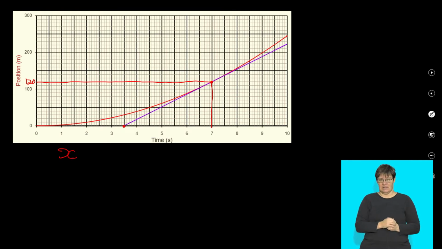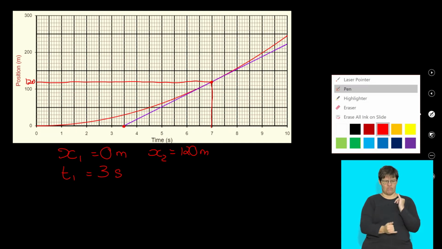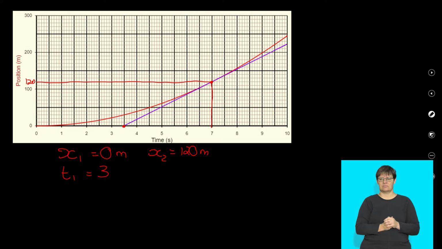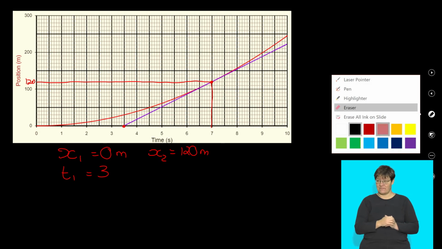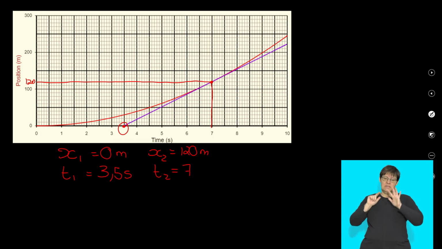So my first position is 0, and my first time is 3. So that's 0 meters, that's 3 seconds. My second position is here, and we just saw that that's 120. And my, oh, no, that's not 3. If you look at that, that's wrong, actually. I'm hoping some of you noticed that's not 3. That's actually 3.5. So let's make sure we write it down right, otherwise we're going to get the wrong answer. Do you see that? It's 3.5. Be careful, okay? My second time we said was 7 seconds.